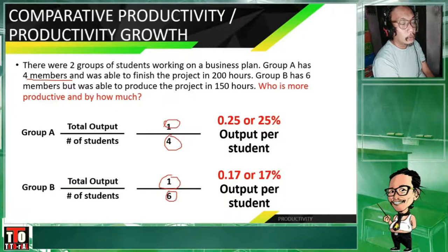Now, sino ang mas productive sa kanila? Now, based from the figures, hindi natin alam paano nila ginawa ang business plan. Okay? Huwag na tayong mag-delve doon. Tingnan na lang natin yung figures. 25 per student as against 17 per student. Now, we could say now that Group A is more productive than Group B. Okay? So, that is how you try to compare them.